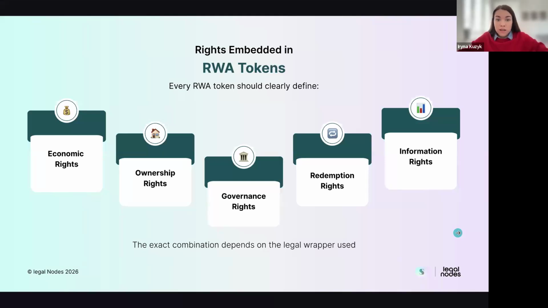For example, a debt token may have a maturity date at which the principal is repaid. A commodity token may allow redemption of the underlying physical asset, for example, delivery of actual gold from the vault to the token holder. In some cases, issuers may provide buyback programs, buyback mechanism, or redemption windows.